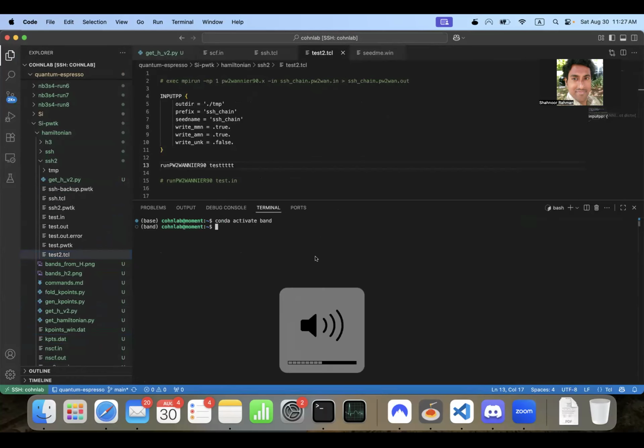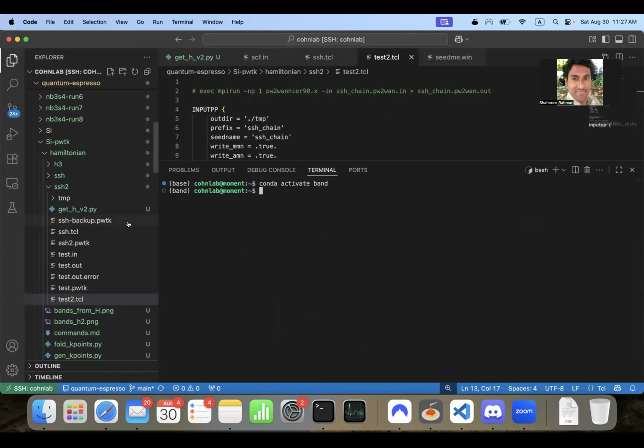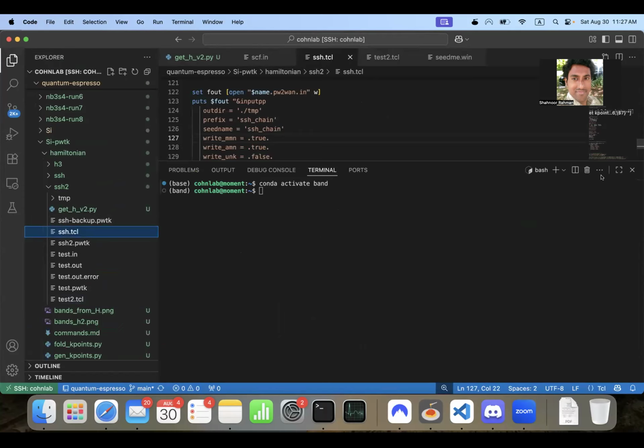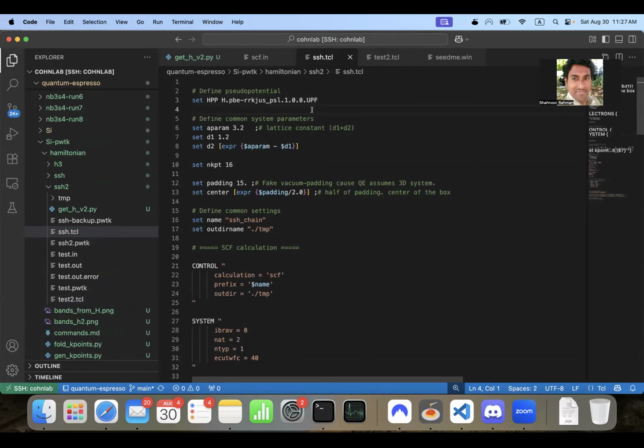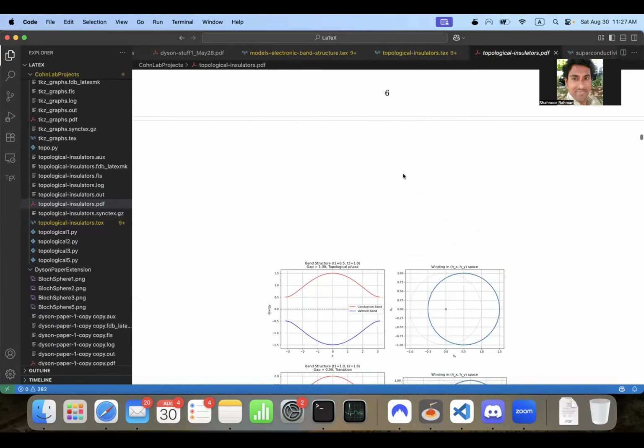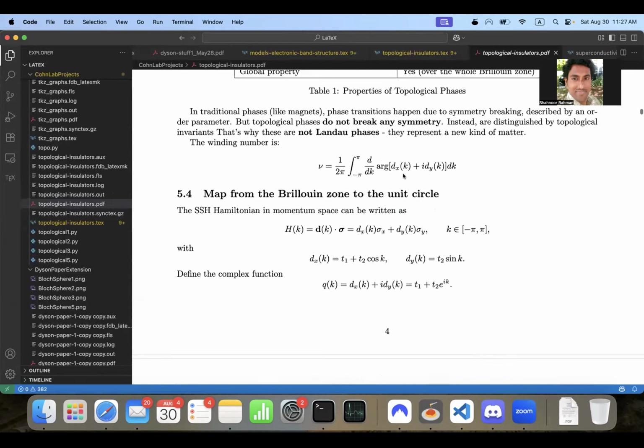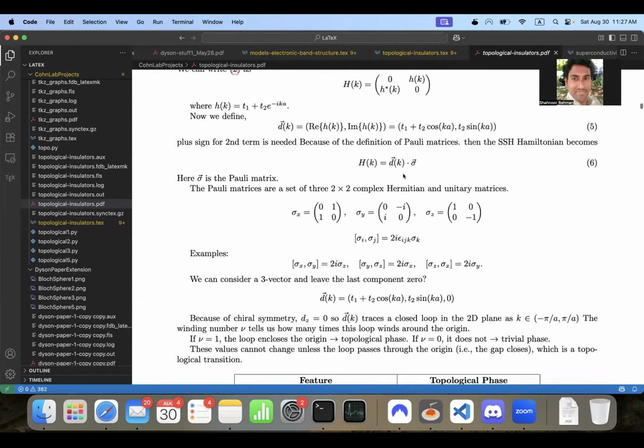Okay, so I have this single script, ssh.tcl, and it's in the TCL language, so it's a little different, but we set the pseudo potential name, lattice constant, this D1 and D2, they're basically separation between image cells. That's how we define T1 and T2 in this model. Remember, T1 and T2 was the interaction strength, right?